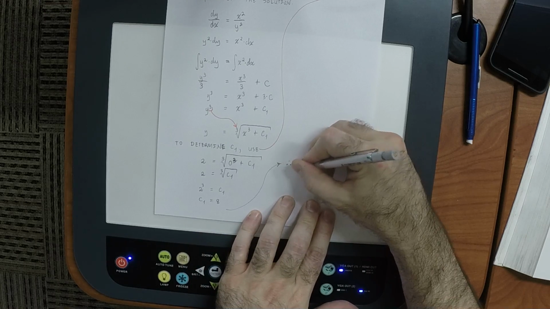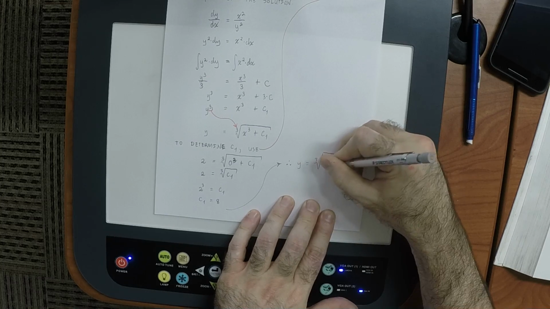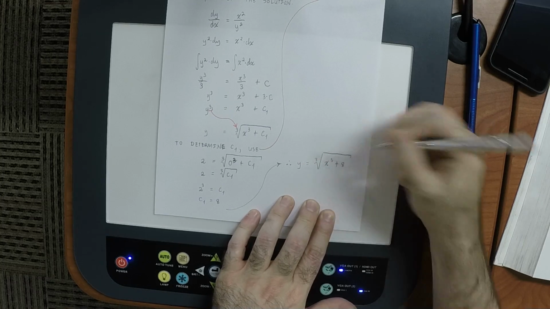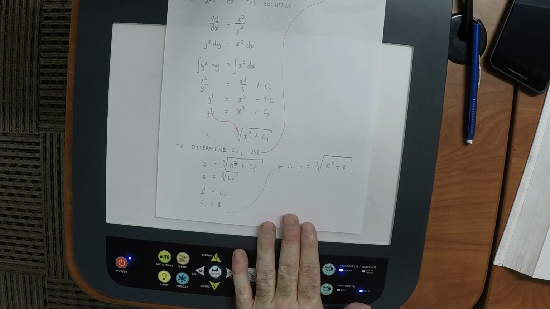So the answer is that y must be cube root of x cubed plus 8. Interesting. Any question about this one?